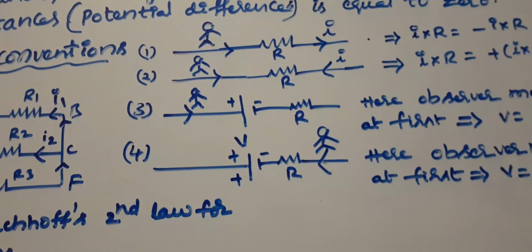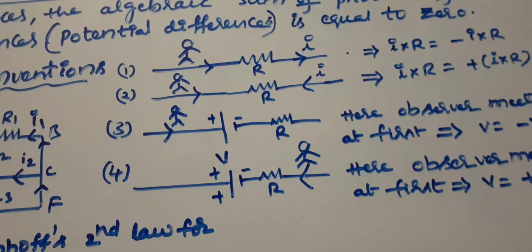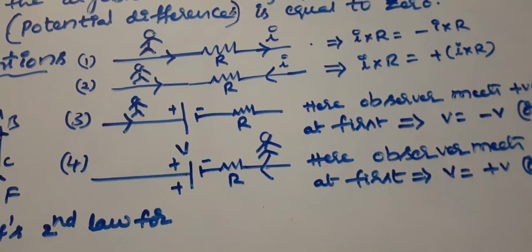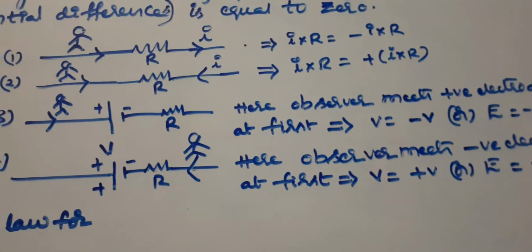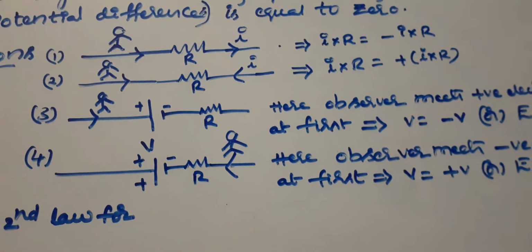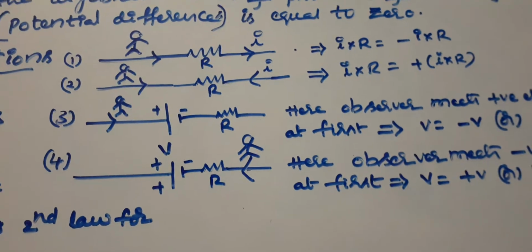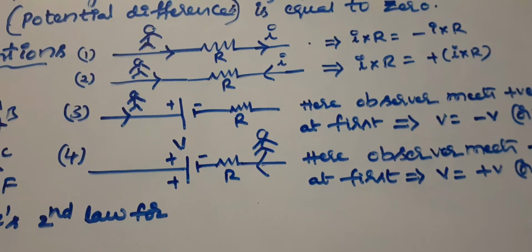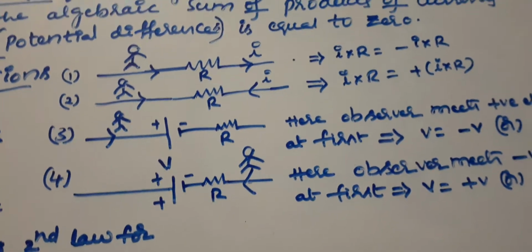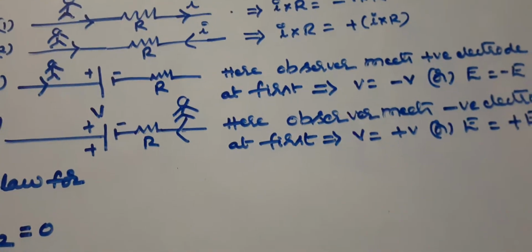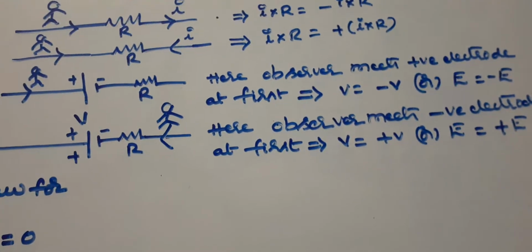Now in the third figure, students, the observer meets the positive electrode of the cell first. But don't compare with I and R, even though I is there, R is there. When the observer meets the positive electrode of the cell first, the potential difference of the cell, or EMF of the cell, will be taken with minus sign. So V of the cell is minus V, or E of the cell is minus E.